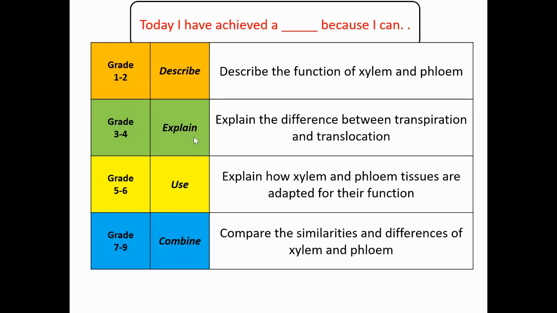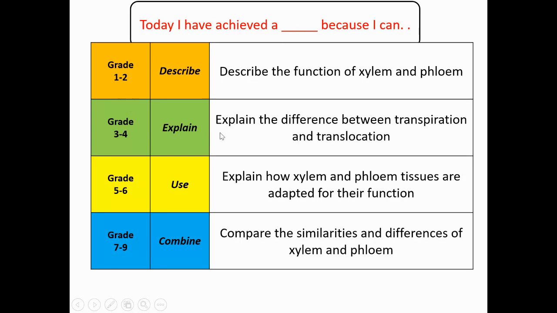Okay, so much information in this lesson today. I'm really impressed, making it to the end. Well done. Right, as always, you've got to write your today I've achieved sentence. Please can you use the words describe, explain, use, or combine in this to fill in the blank, and you must say why. If you've achieved a grade 1 to 2 today, it means that you've been able to describe the function of xylem and phloem.